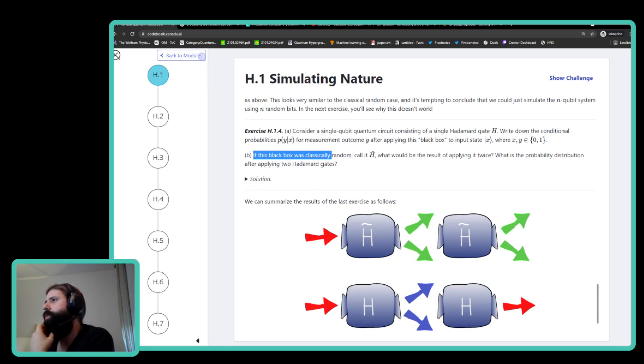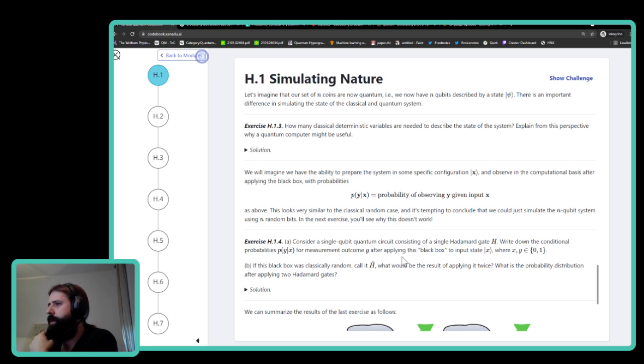If the black box was classically random, call it H, what would be the result of applying it twice? What is the probability distribution after applying two Hadamard gates? Well, if it's classically random, you can't get superposition. So you apply this H the first time, you get 50-50 chances of one answer or the other. Then you apply this again, you also get 50-50 chances.